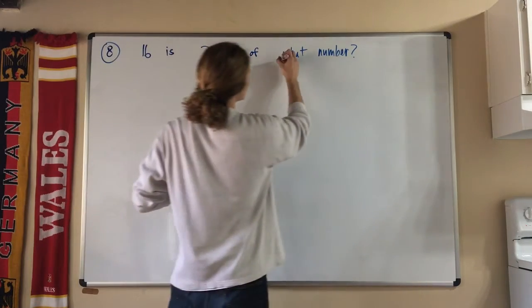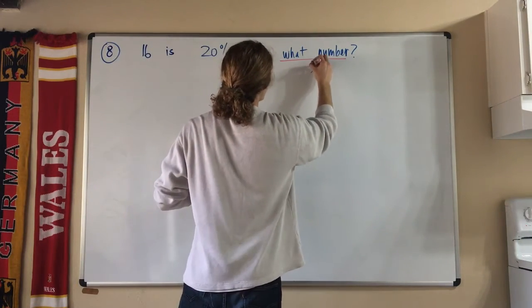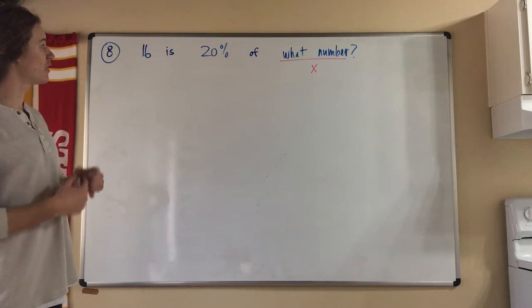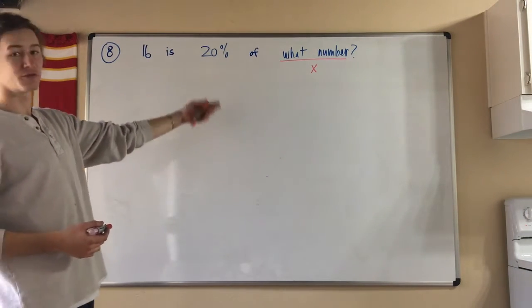First, anytime we see this what number, this is like our unknown variable. This should be a key. This is almost the first step for all these problems, to figure out what you're solving for. In this case, we're solving for the total. We're just going to call it x.